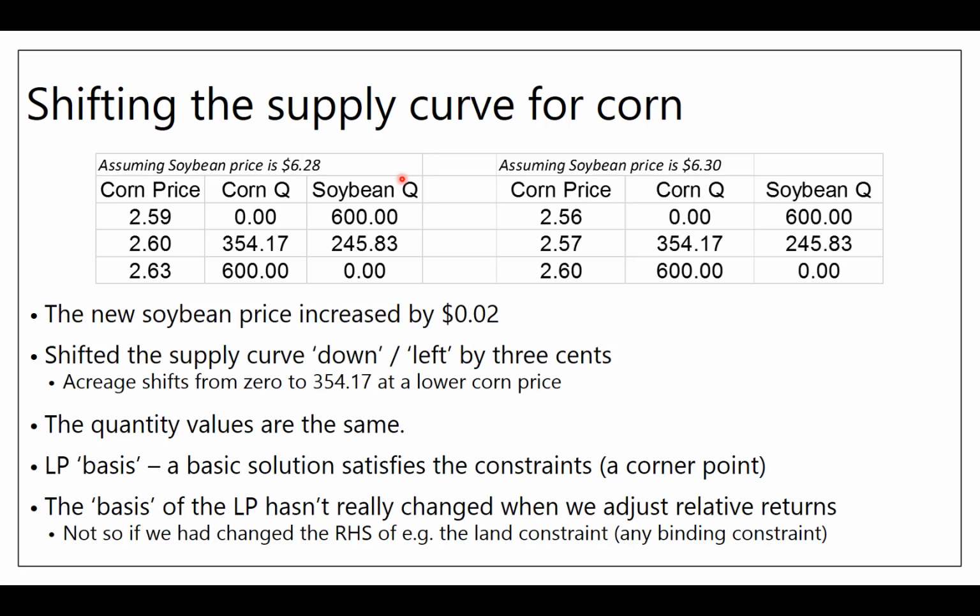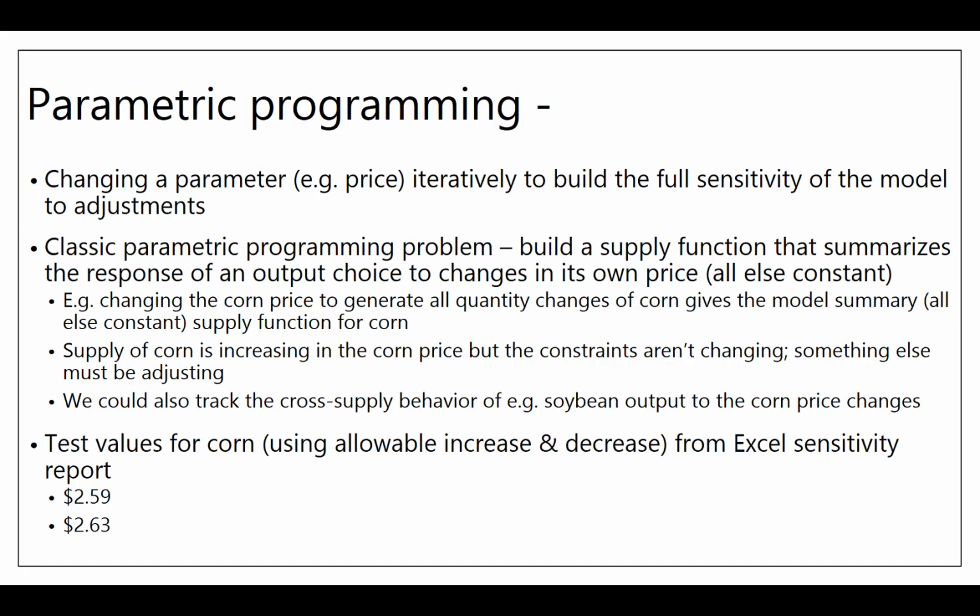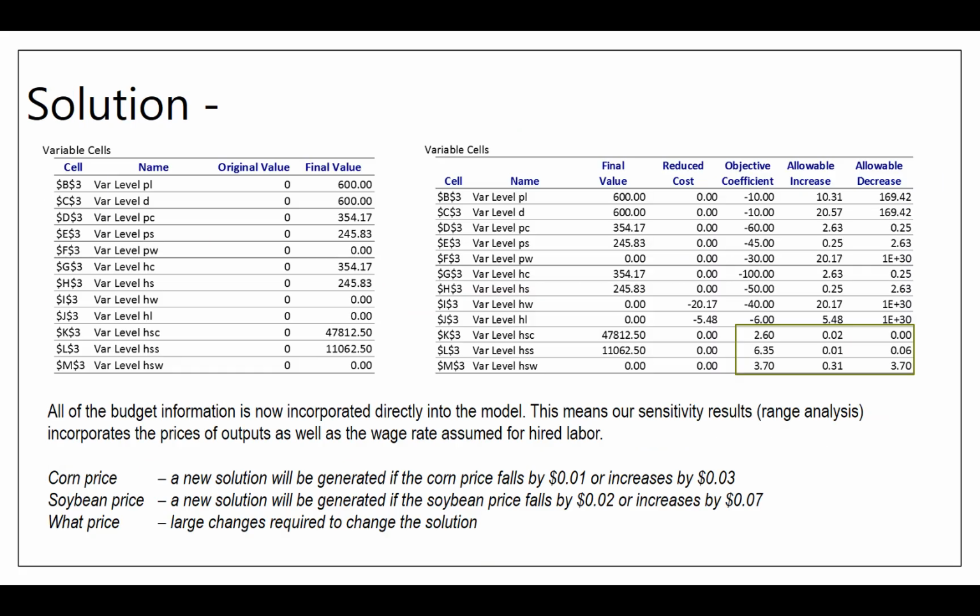Yep. So these labels are bad. Sorry about that. So this is the base. Let me check. Yeah. So the base price 635 and a reduction of more than 6 cents will guarantee us a change. So 628. So I've got the labels wrong there.